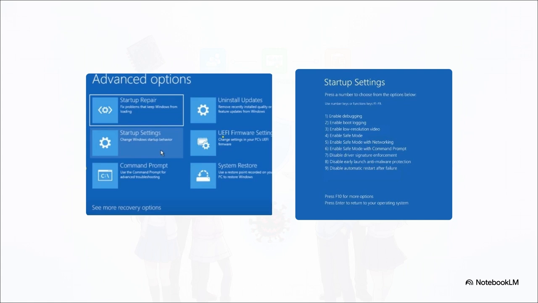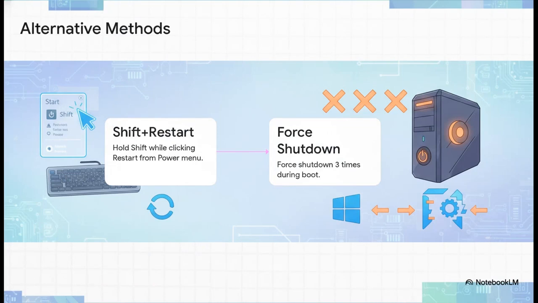From there, you just simply press the 4, 5, or 6 number keys to choose your specific flavor of Safe Mode. But hey, what if your PC is completely frozen or worse, just won't boot at all? Don't panic, you still have options. First, you can open your Start menu, go to Power, and just hold down the Shift key while clicking Restart.